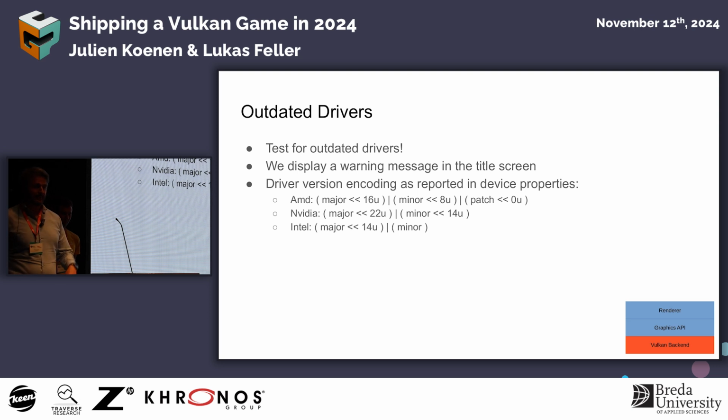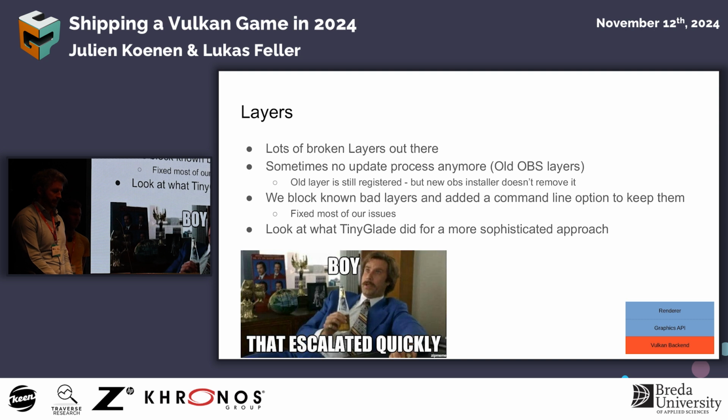Next thing we do, we decode the version number. So Vulkan has an API to get the version number of the driver. This is a very cryptic format. You can decode it like that, and then you can compare to a known good version that you have tested internally, and then display a warning, or don't start a game, which we don't do. So we display a warning because there are problems with older drivers. So that was all the easy part.